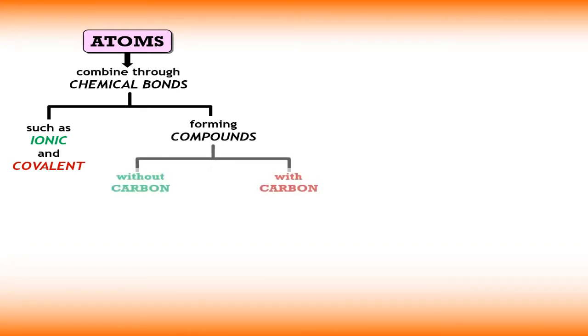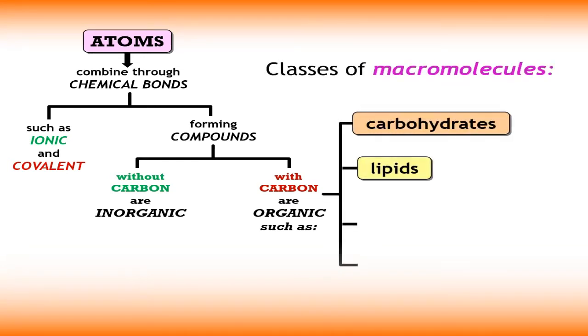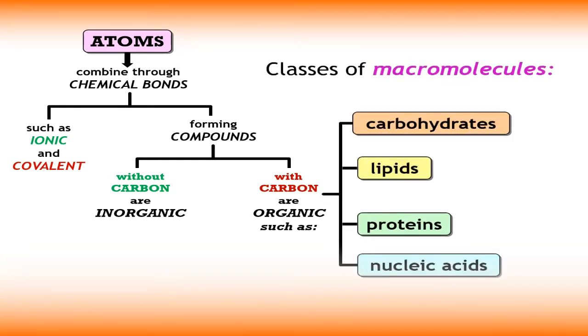Since we have some things that are with carbon, some that are without carbon, we need to be able to talk about that. So we say that if it's without carbon, we call it an inorganic compound. But if it's based on carbon, we say it's an organic compound. And again, the four categories of macromolecules based upon carbon are carbs, lipids, proteins, and nucleic acids.